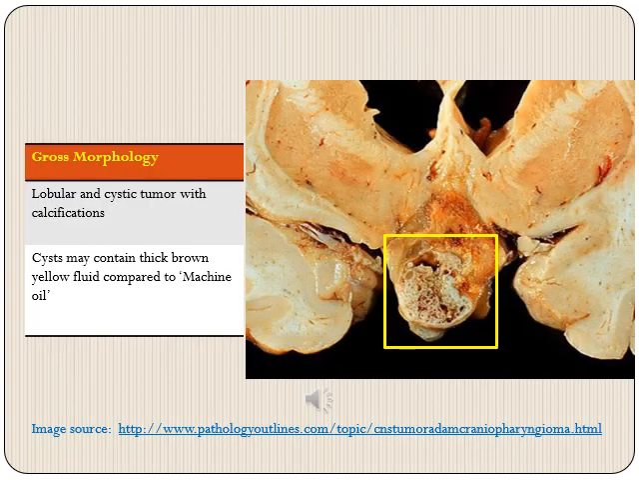Then the gross picture of craniopharyngiomas. These are lobular and cystic tumors with areas of calcification, and the cysts can have thick brown yellowish fluid which has been compared to machine oil appearance. On the right we have a gross picture of a craniopharyngioma. You can see that it is a well circumscribed tumor and it is solid cystic in appearance.